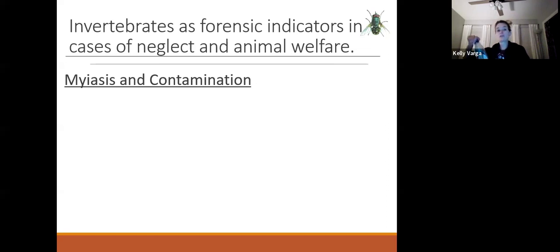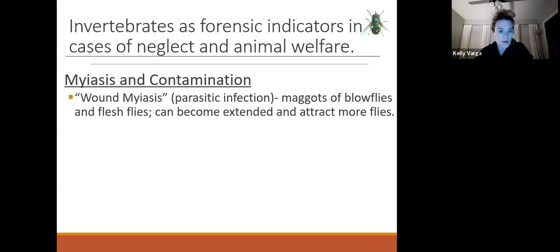We can also use invertebrates as a forensic indicator of, again, cases of neglect or overall animal welfare. So we already know that they can cause wound myiasis in us. They can absolutely cause wound myiasis in other animals. Wound myiasis is the terminology we use for a parasitic infection, things like maggots, blowflies, and flesh flies. And as these wounds become more infected, they attract more flies because they emit more volatile compounds as those larvae are consuming that rotting flesh.